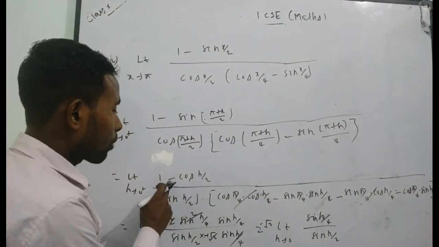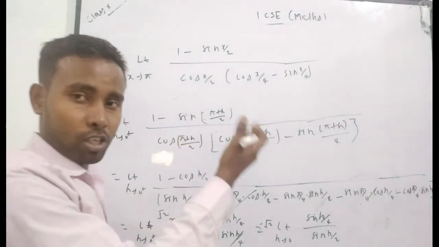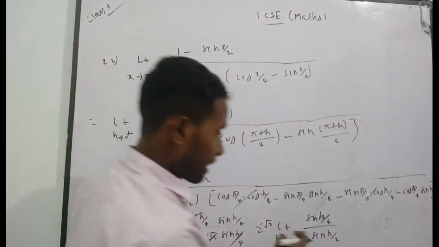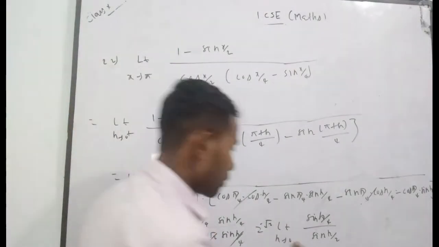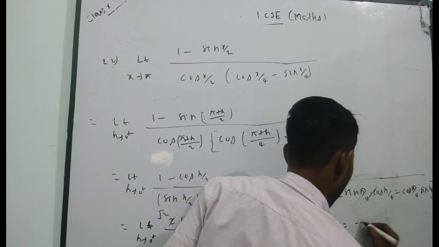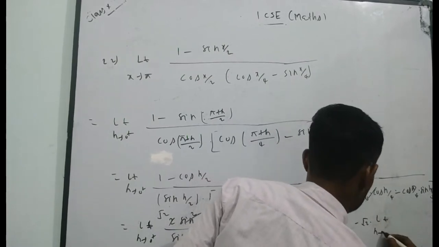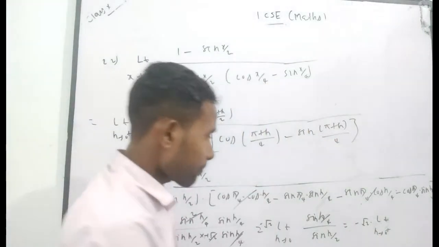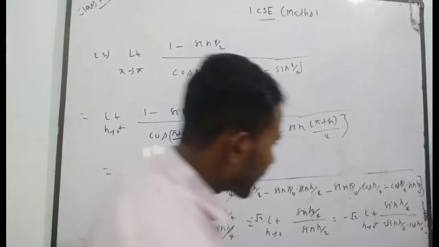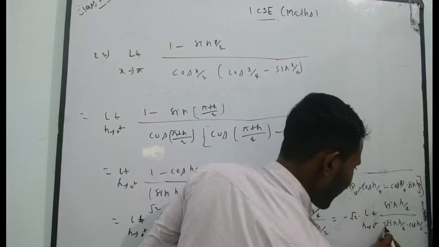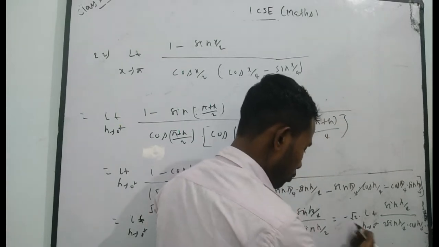Now you definitely think, how can you write 1 minus cos h by 2? I think I have already explained this formula, the 1 minus cos mx formula. And sin h by 2, can you write sin h by 2 is equal to 2 sin h by 4 into cos h by 4? So I want to write minus root 2 times limit h tends to 0 from the right hand side of sin h by 4 divided by... Here you get minus root 2 divided by 2. That means if you divide 2 by root 2, you get what?